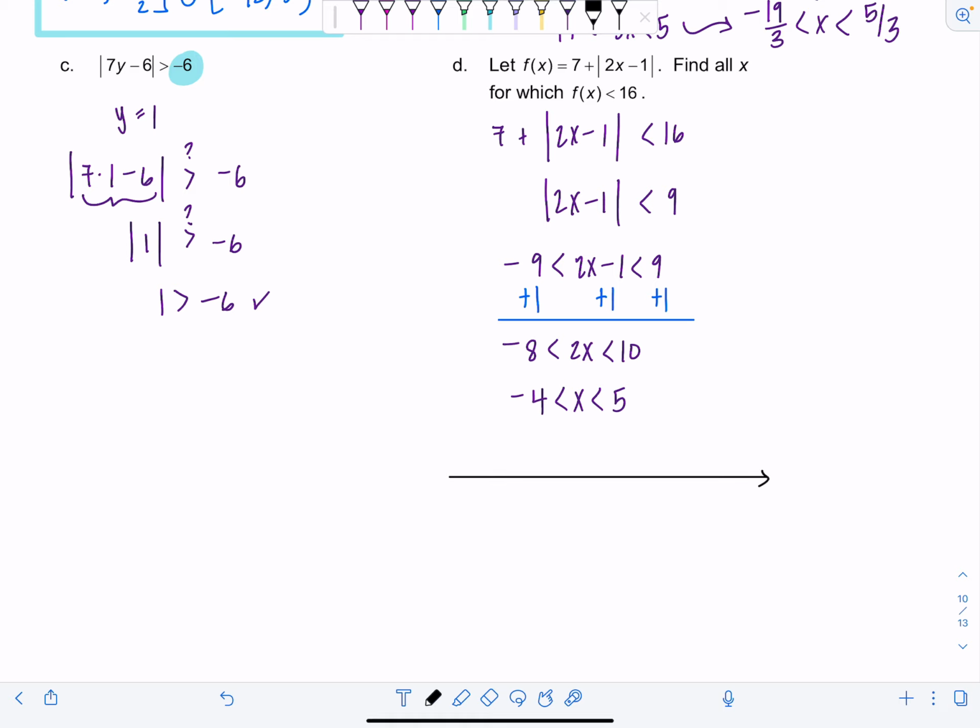Let's be thorough. Here's -4. Here's 5. X is between those two numbers, right? So shade in between. Parentheses because it's strictly less than, not less than or equal to or greater than or equal to. So what would this be in interval notation? Can you see it? Yes, -4 with parentheses, comma, 5 with parentheses. Beautiful. Good job, you guys.